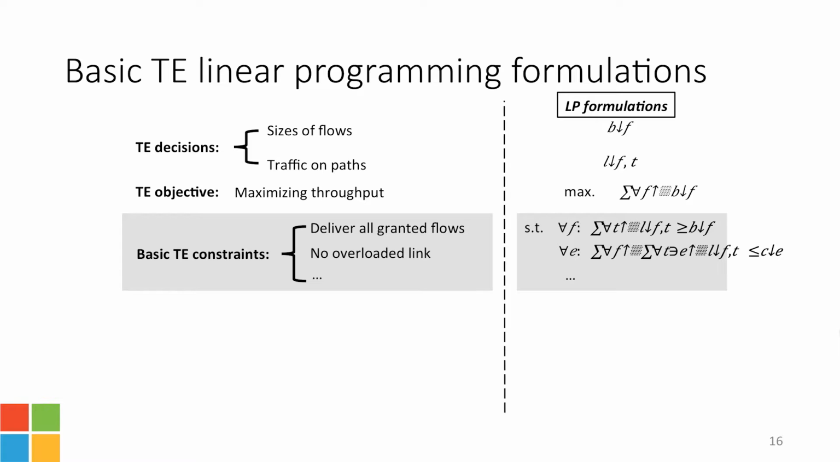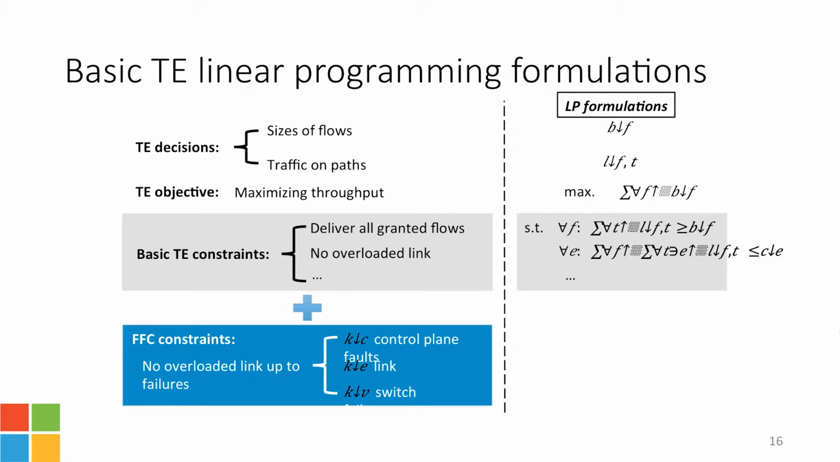Because FFC is a further requirement on the final traffic engineering we want to find, it's natural to think whether we can just plug in some FFC constraint that can guarantee that the final traffic engineering decision we find achieves the FFC requirement. We call this the FFC constraint. And now the question is, what does it look like?